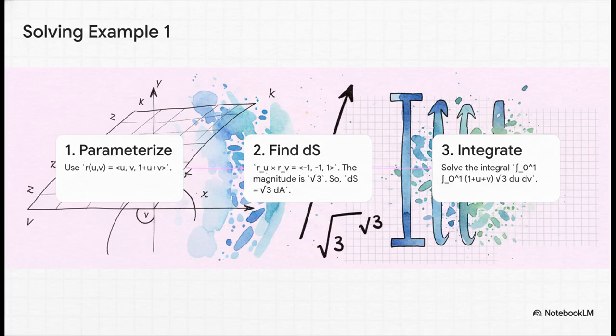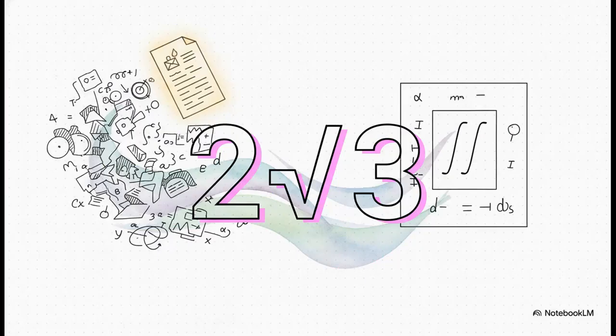Okay, step 3, set up the integral. We swap out our density function z for its parameterized version, which is 1 plus u plus v, and we swap out dS for what we just found, root 3 du dv. And look at that, it's just a standard double integral now. You go ahead and crunch those numbers, and you find that the total mass of that surface is exactly 2 times the square root of 3. See? The recipe took a tricky concept and made it totally straightforward.